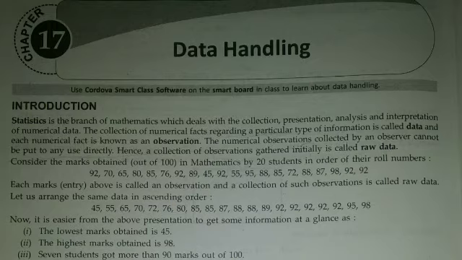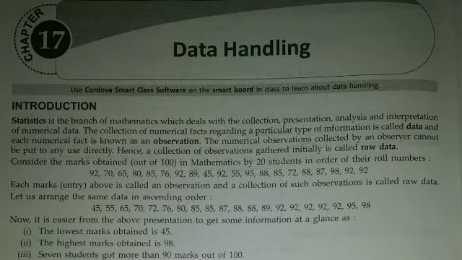Statistics is what? It is a branch of mathematics which deals with the collection, presentation and analysis of the data. But what do we mean by data? Data is the collection of numerical facts, such as suppose we are having the numbers. So all of those are the data. And each numerical fact is known as an observation.